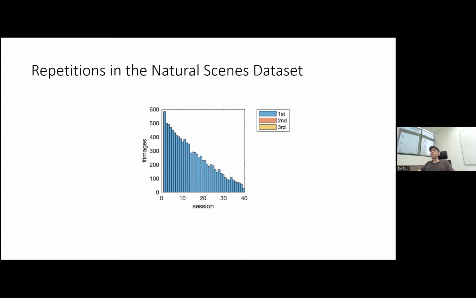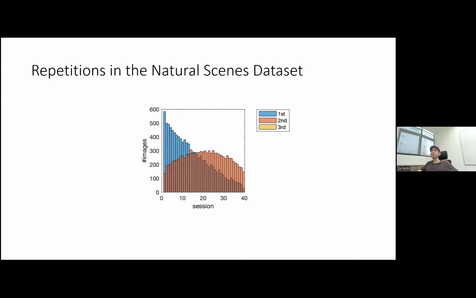Now, because of the way the experiment is designed, later sessions will have more repetitions. So here, I'm showing you in blue the distribution of trials presenting images for the first time. These are new images. You can see that as the sessions progress, there are fewer new images. There are fewer remaining images that haven't been seen earlier in the experiment.